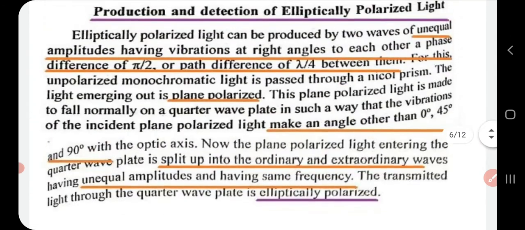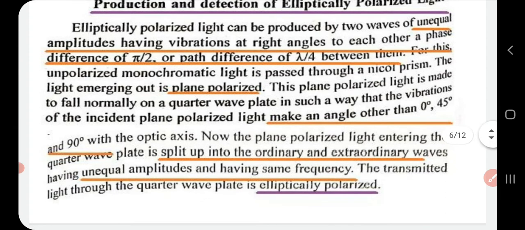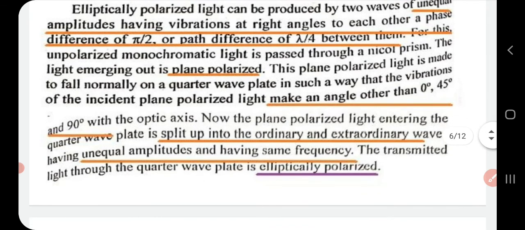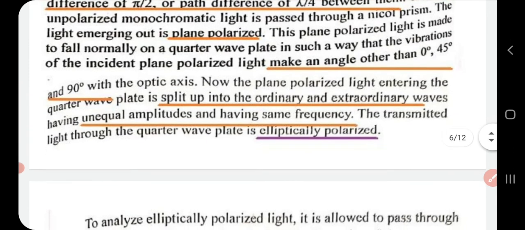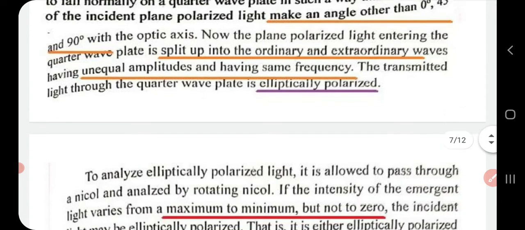So these are just put in numbers, and study these points. First, we are passing an unpolarized monochromatic light through a Nicol prism. The emergent light will be plane polarized. It is passed through a quarter wave plate in such a way that it makes an angle other than 0, 45, 90 with the optic axis. It will split into ordinary and extraordinary ray, and the light emerging will be elliptically polarized.